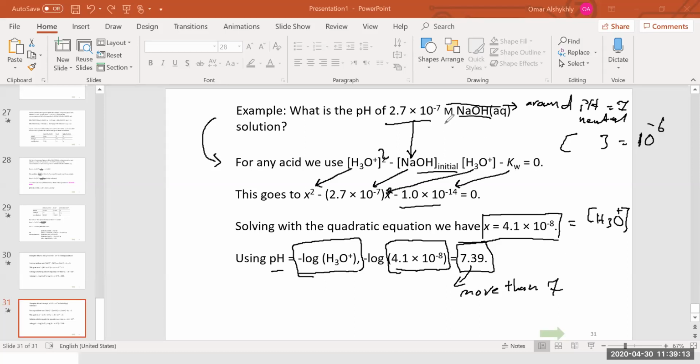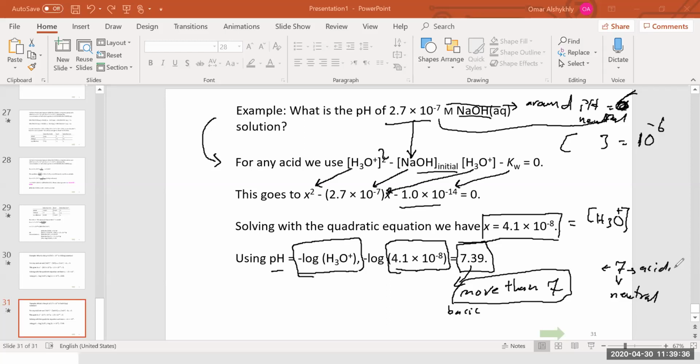So for that one, I think it is supposed to be more than less than 7. So it's around 6, maybe. You can check it. So right now, more than 7, it is a basic, because the 7 is in the neutral. So right now, it does make sense. Here, acidic, less than 7, and here, basic. Sorry, no, here. Like this, here, basic.